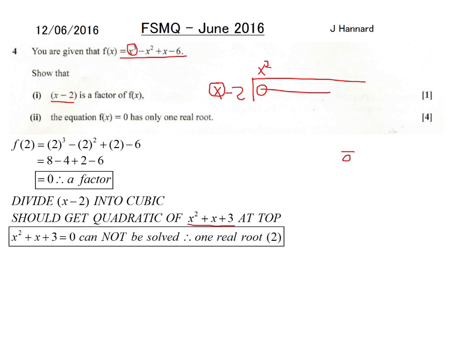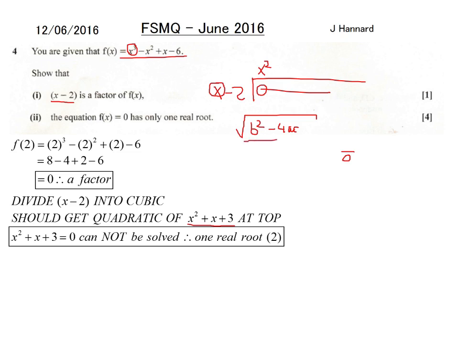And that cannot be solved, because if we do a quick b squared minus 4ac, because remember in the quadratic formula you have a root here, and that is b squared minus 4ac, and we know that if b squared minus 4ac is less than 0, then you cannot root a negative number, therefore it can't be solved. Therefore there's only one real root, which is 2.